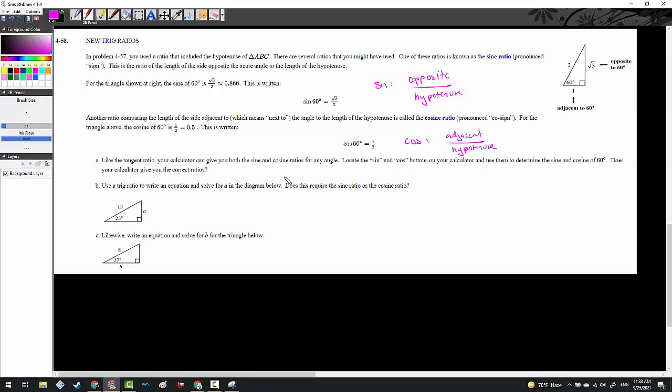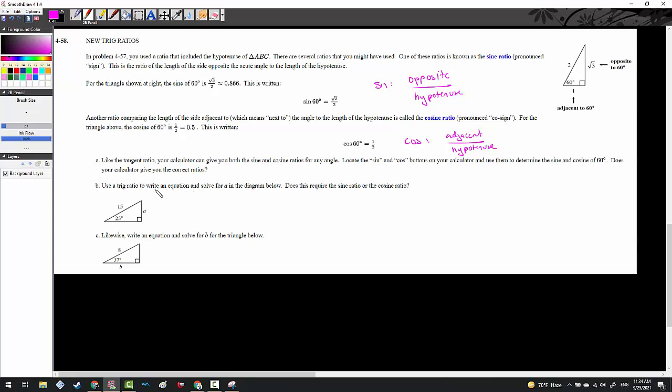It says, like the tangent ratio, your calculator can give you both sine and cosine for any angle. Locate the sine and cos buttons on your calculator and use them to determine sine and cosine of 60 degrees. And it does. It gives you 1/2 for cosine and 0.866 for sine. Your calculator gives you the correct ratios as long as you're operating in degrees.